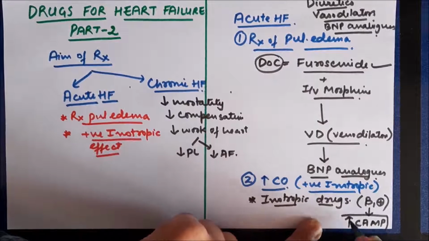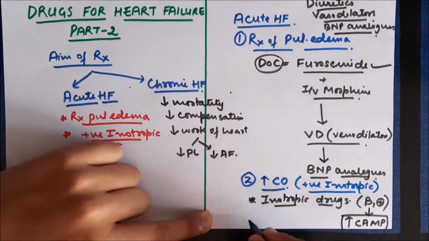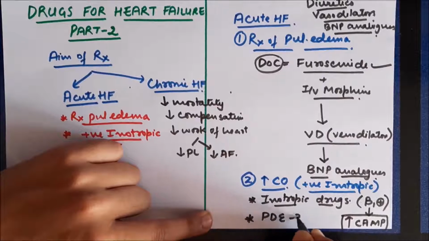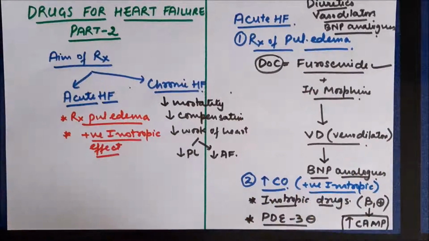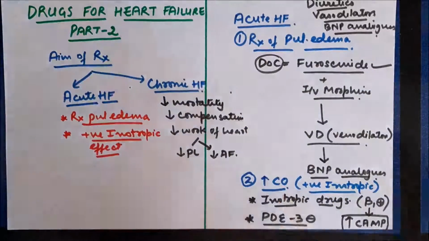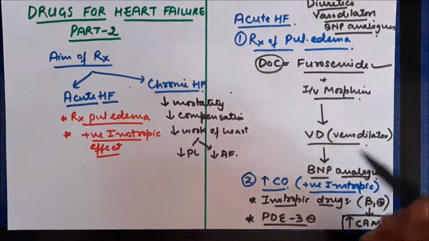This cyclic AMP is then metabolized by the enzyme phosphodiesterase. So we can give another class of drugs which will inhibit the metabolism of cyclic AMP. These are known as phosphodiesterase 3 inhibitors. They will produce the same effect as inotropic drugs. So these drugs will also produce an inotropic effect. Now let us discuss these drugs in detail.